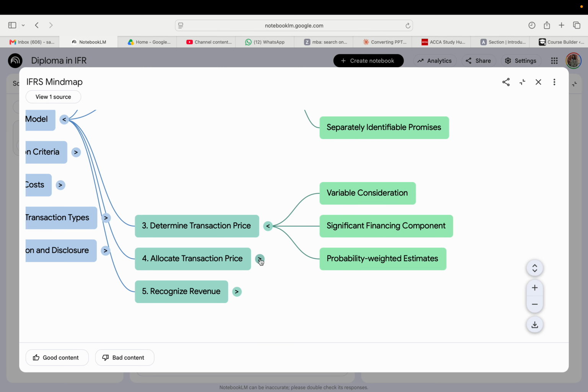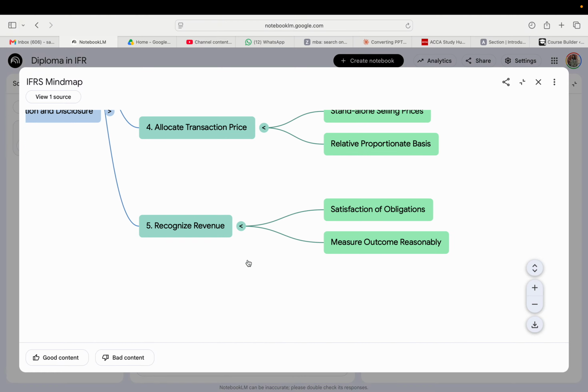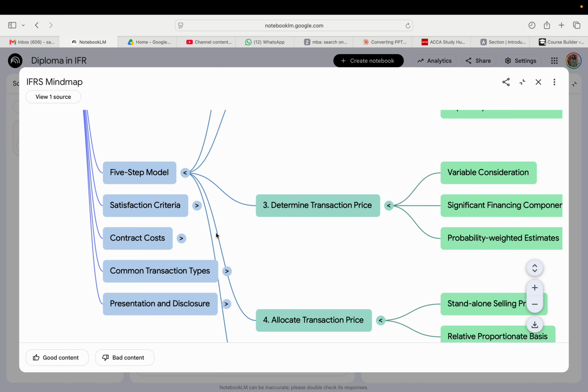Then transaction price. So you can allocate the transaction price based on standalone selling price or a relative proportionate basis. There are questions on this which you need to do. That is allocation of transaction price that I have covered in my lecture 3, which you can get on my website. Then revenue recognition. So when you satisfy the obligation, you measure the outcome. That's about the 5-step model.